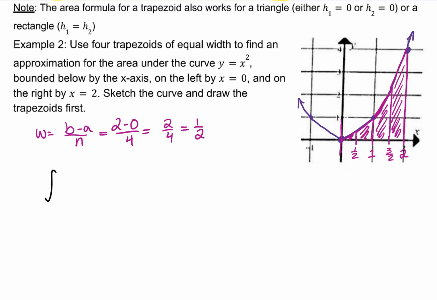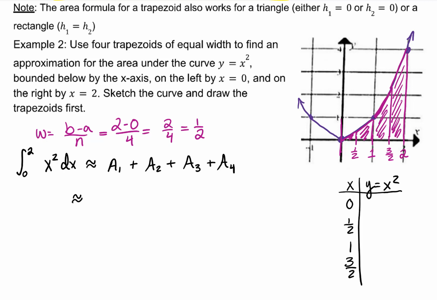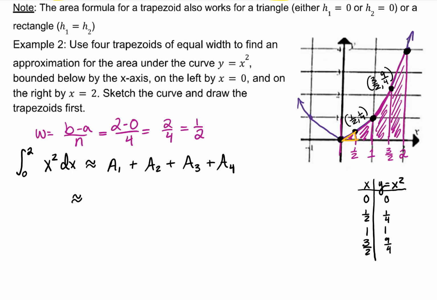We're really approximating the area of this integral by taking the area of 4 different trapezoids. This time we will use our function y equals x squared in order to find some of our heights. To begin, each of our trapezoids has a width of 1/2, and each trapezoid formula has 1/2 times the width.